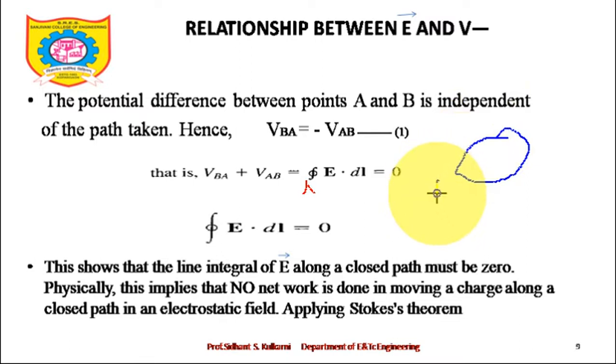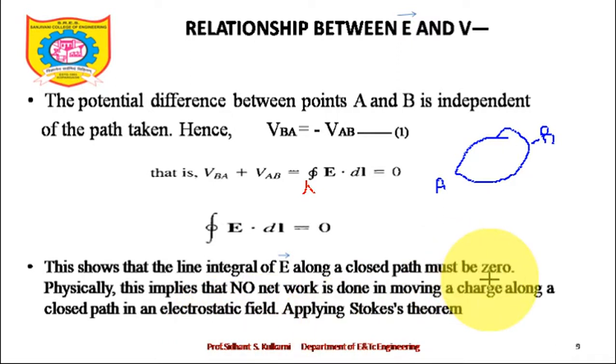If a certain person, or a certain charge I will say, starts at point A and reaches point B, and comes back by another path, forming a closed loop, then the total work done around the closed path is always 0, because one is positive work done and the other is negative. They cancel each other out, and finally I get the closed integral of E bar dot dl bar equal to 0. So this shows that the integral of E bar along a closed path must be 0. Physically it implies no net work is done in moving a charge along a closed path in the electrostatic field.